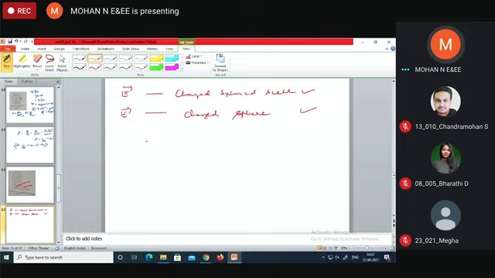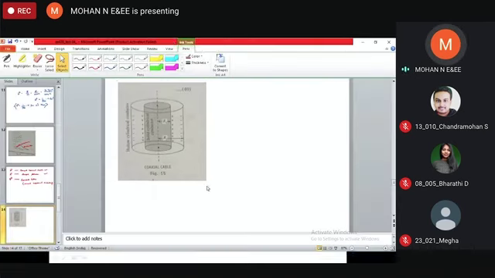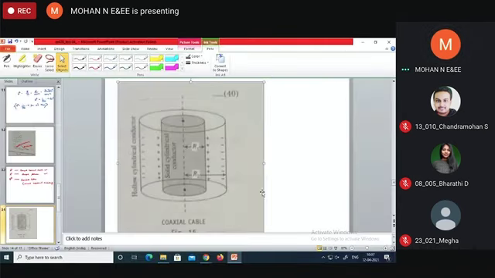Now let me take one more application of Gauss law in finding electric field intensity due to the coaxial cable, also called coaxial cylindrical conductors. This is the coaxial cable we're talking about.